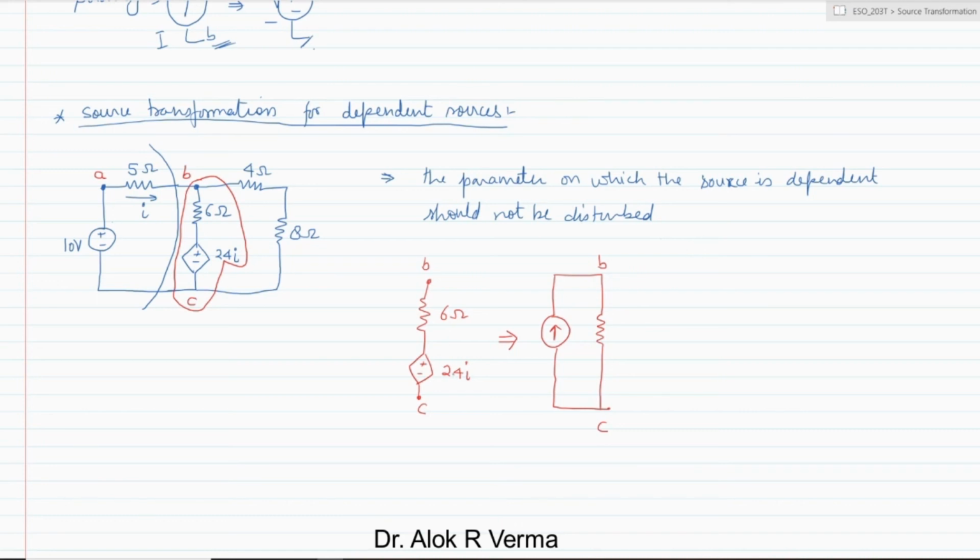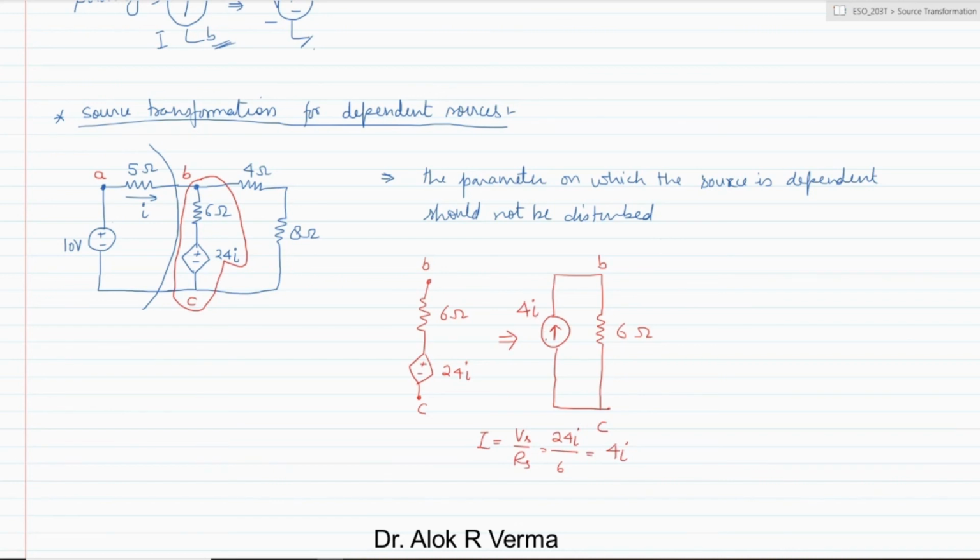So 6 and 4, so 6 ohm will be here, so this also will be 6 ohm only, and the value of this current will be Vs by Rs. So Vs here is 24I by 6, it will be 4I. Okay, so this is the I, this source current is calculated as Vs by Rs, which is nothing but 24I by 6, which is 4I.